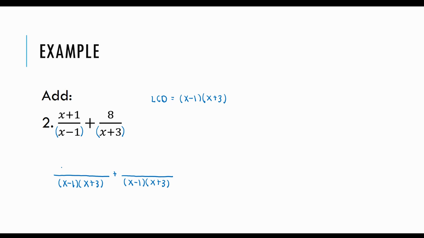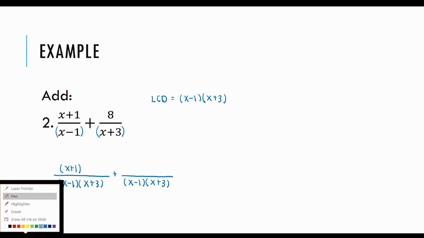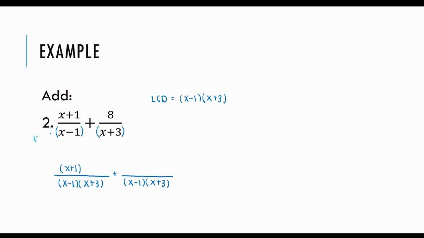My original numerator on the top is x plus 1. However, because I technically multiplied that first denominator by x plus 3, if I do it to the bottom, I have to also do it to the top. So that's why x plus 1 also needs to be multiplied by x plus 3.